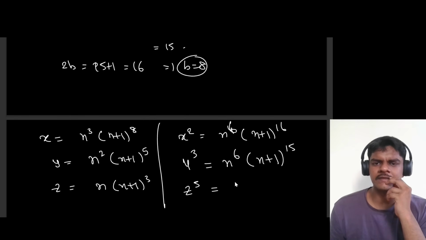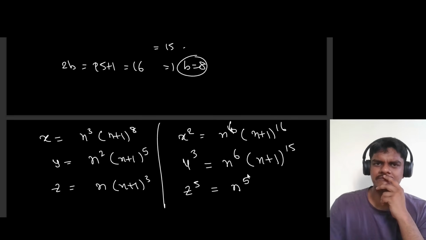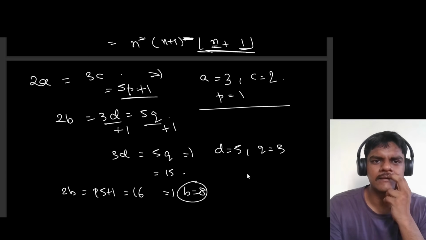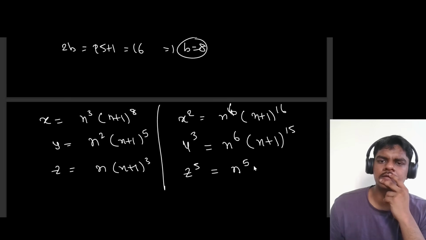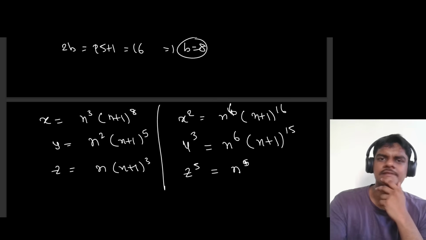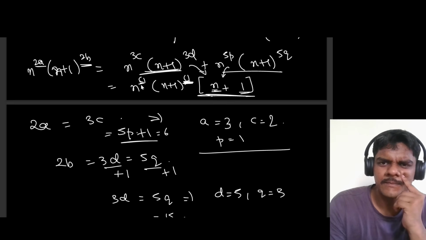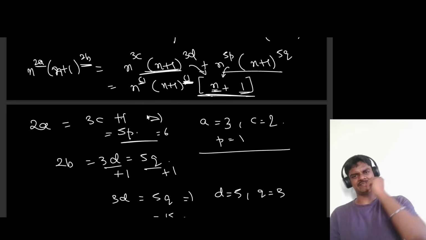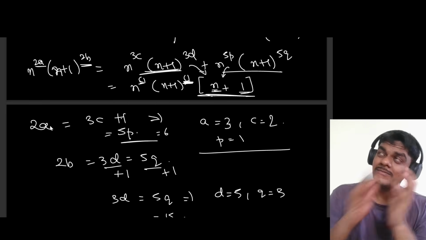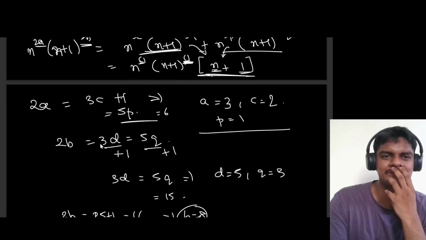Z power 5 is n power 5. Okay. Oh, I did something wrong. This should be equal to 6. In that case, why did I take plus 1 here? This plus 1 should be 5p. Okay, so some multiple of 6 plus 1 should be 5p. I got it so wrong.